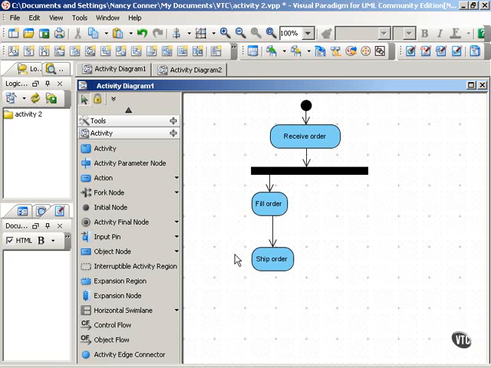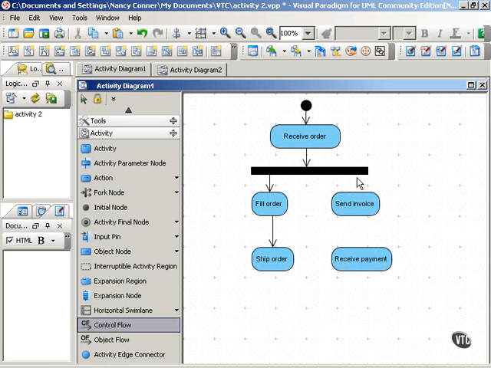So order fulfillment is not the only domain that comes into play when an order is received. We also have people in accounts doing things. They would send an invoice and hopefully receive payment. And again, we put in our flows to show the order in which those actions happen.